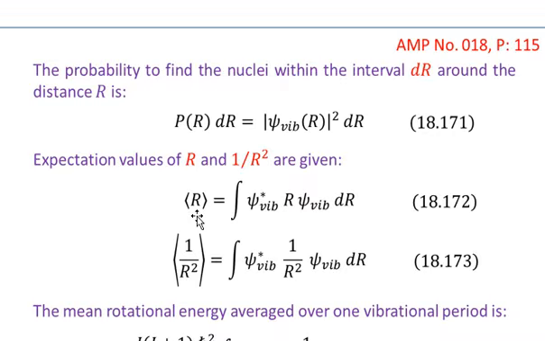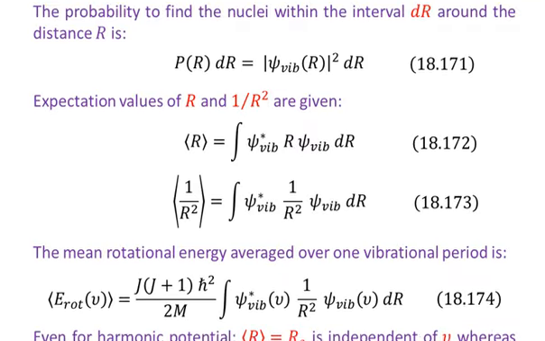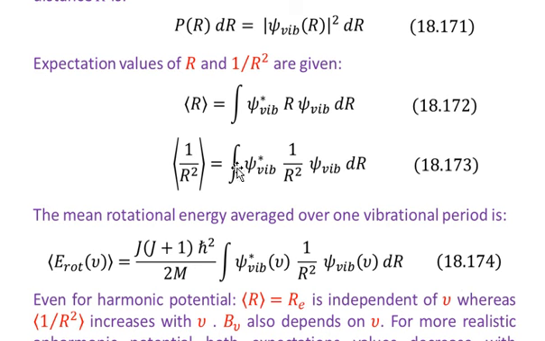So the expectation value of R is equal to the integral of psi star multiplied by R and then psi and then dr, and the subscript on the psi indicates that it is the wave function corresponding to the vibration levels. And similarly you can calculate the expectation value of 1 over r square, represented by the averaged value and given by the formula on the right hand side, which is the integral of psi star of the vibration wave function multiplied by 1 over r square multiplied by the vibrational wave function and integrated over the interval dr.